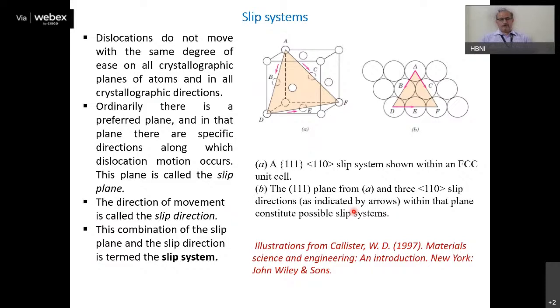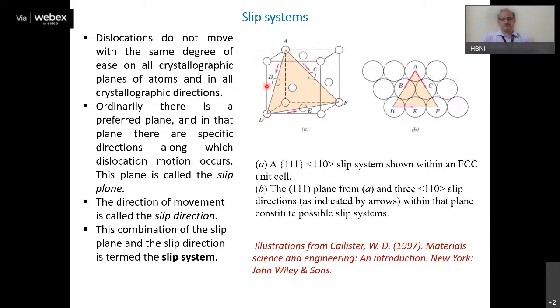But as I told, these movements are not the same. It is not equally probable in all the directions. There are some specific directions in which these things can happen. Generally, these slip planes are the planes with the highest atomic densities, and the slip direction in which this slip happens corresponds to the nearest neighbors.